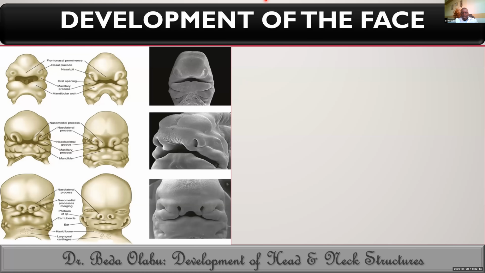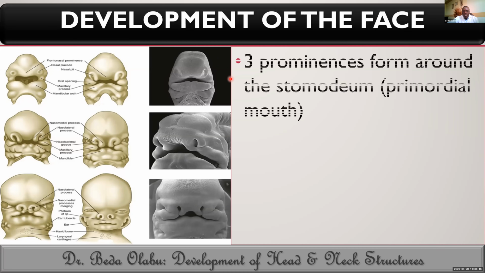Now we can talk about the face. Regarding face development, the face develops from three important swellings. We call them facial swellings or facial prominences. These three facial prominences form around the stomodium. The stomodium is the primitive mouth.